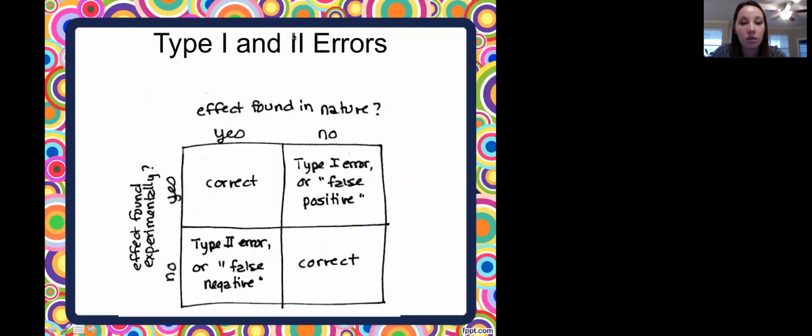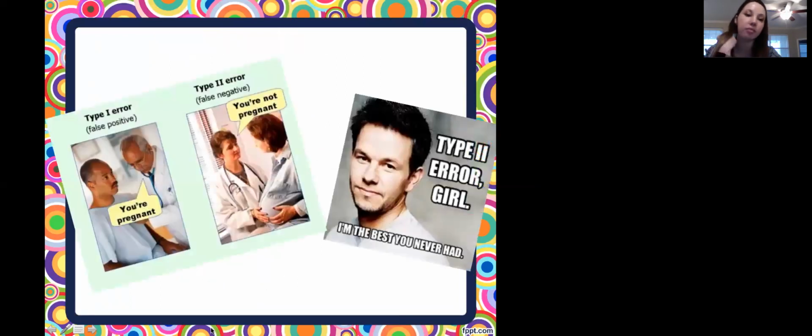You can also use this little Punnett square deal here as well. So effect found in nature, yes, experimentally found, no, that's a type 2 error. If there is no effect in nature, however, we found one experimentally, that's a type 1 error. You can also call this a false positive and a false negative, which I have a picture of here. So type 1 error is a false positive, so that's a man being pregnant. Type 2 error is a false negative, so this woman is clearly pregnant, but the doctor is saying that she's not. So that's another way to remember it.